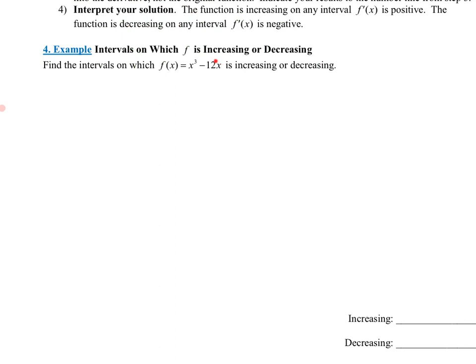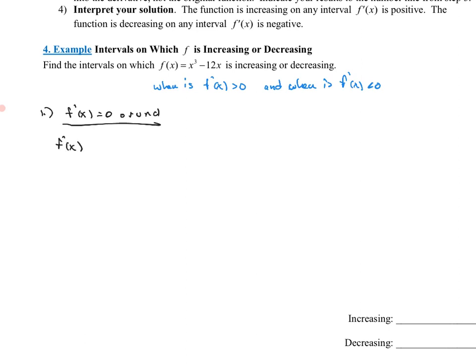We want to find when the function x cubed minus 12x is increasing and when is it decreasing. Again, to us that means when is the derivative of the function positive and when is the derivative of the function negative. So we start off with step 1 of the sign chart method. We want to find f prime of x equal to 0 or undefined. So when I'm looking at this, I look at the derivative first. The derivative using our simple derivative rules would be 3x squared minus 12. Notice that this is never undefined as it is a polynomial function.